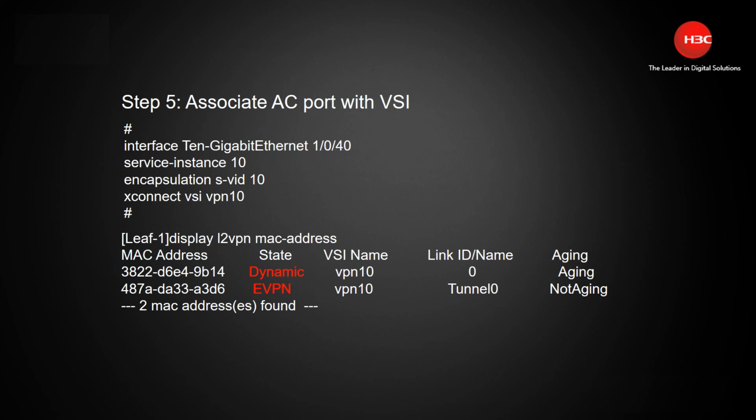After completing the above configuration, the VXLAN large layer 2 network has been opened up. You can use display l2vpn mac-address to check whether the MACs on both sides are learned normally. At this point, you can see that one MAC is learned locally, and the other MAC is learned through EVPN to the Tunnel 0 tunnel port. At this time, the two virtual machines can communicate with each other.